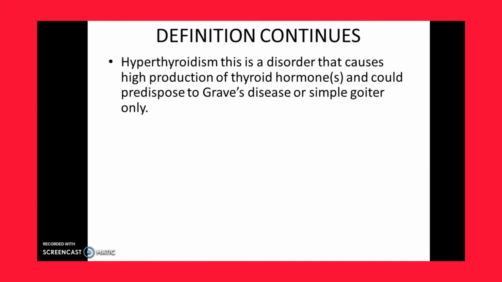Hyperthyroidism, this is a disorder that causes high production of thyroid hormones and could predispose to Graves' disease or simple goiter only. The Graves' disease is the bulging eye.